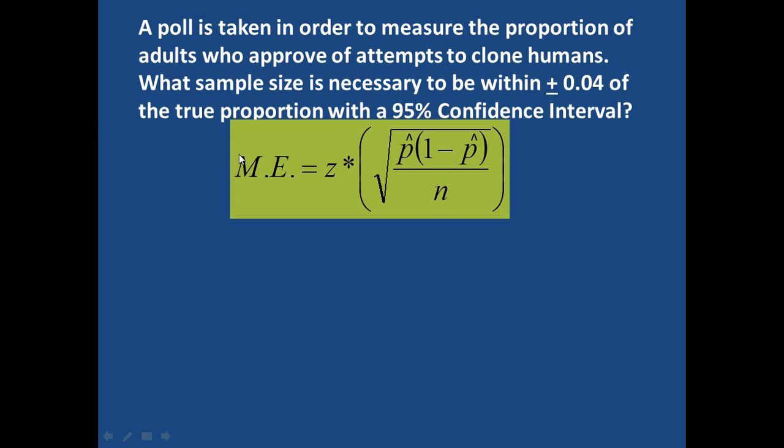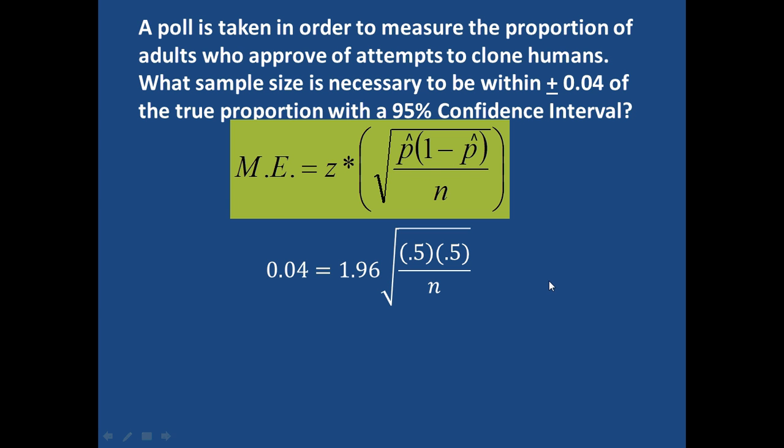So here's our problem. We want 0.04 to be the margin of error. We know z star coming from the 95% is 1.96, and we will always just use 0.5 and 0.5 for both of these. Anytime you're trying to find the sample size, that's the safest way. Just use 0.5 and 0.5, because again, we don't know a p hat. We haven't taken a sample yet. So when you're stuck, that's what you have to do.